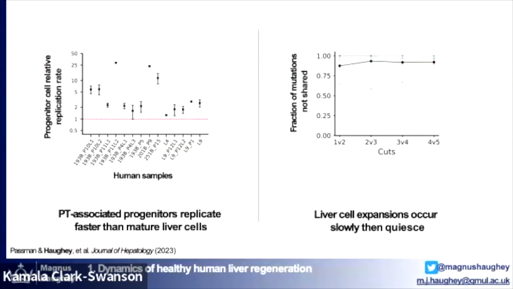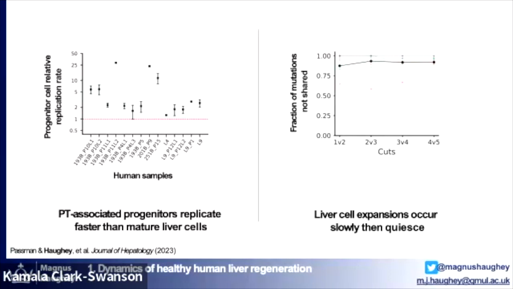So the first, on the left, is that we found evidence for the existence of dedicated progenitor cell populations that are active during homeostasis in the liver, and that these replicate faster than mature liver cells. This was summarized by this plot here, where for each of our human samples, we used approximate Bayesian computation to infer the relative rate of replication of these progenitor cells compared to mature cells. And we consistently found evidence for a faster rate of replication.